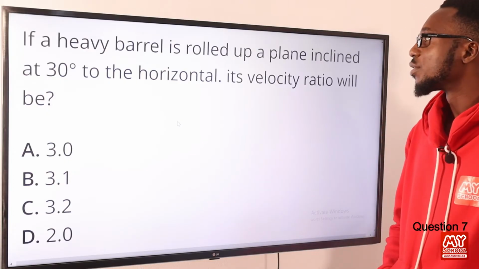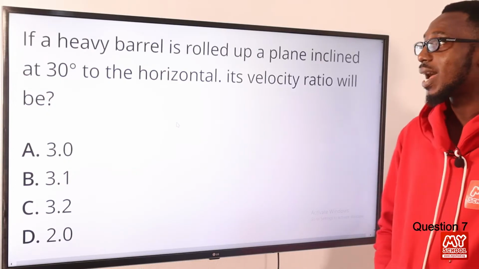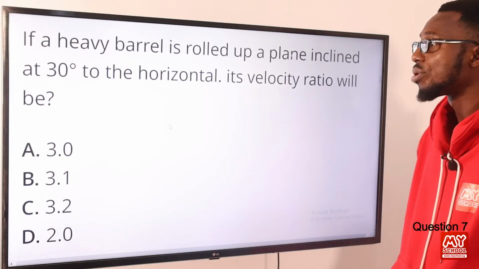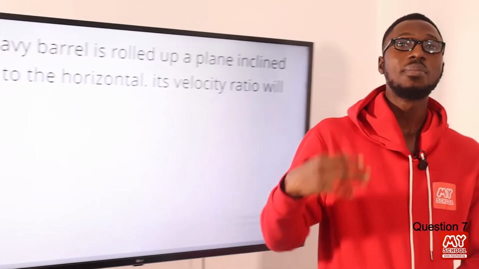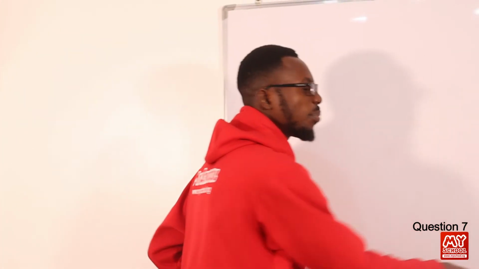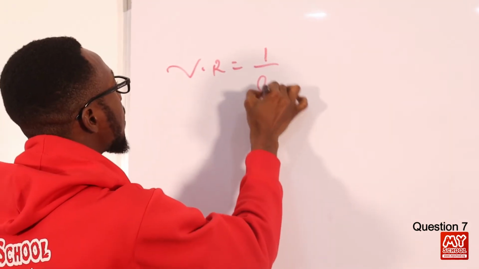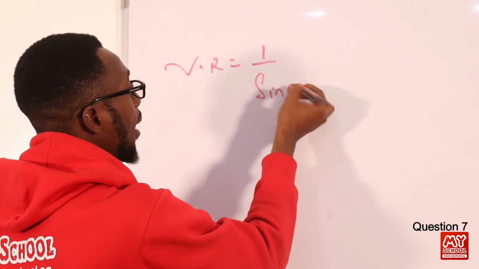If a heavy barrel is rolled up a plane inclined at 30 degrees to the horizontal, okay, so its velocity ratio will be what? All right, so remember that VR, or velocity ratio, when it comes to inclined plane, has the simple formula. All right, VR equals 1 over sine theta, right?